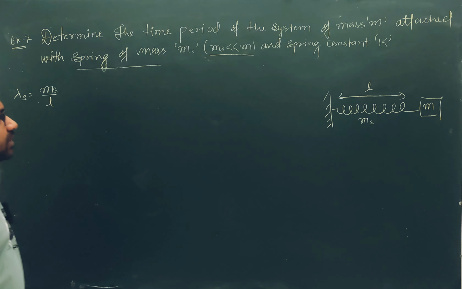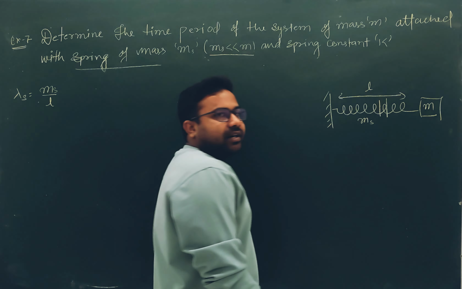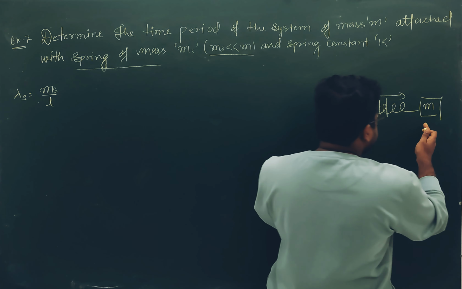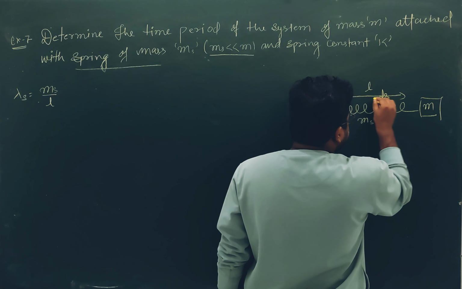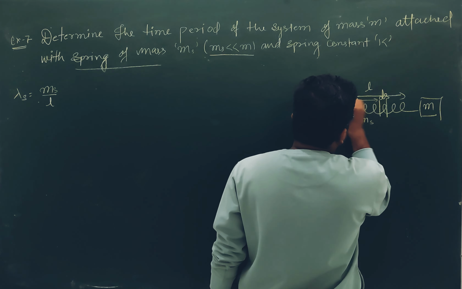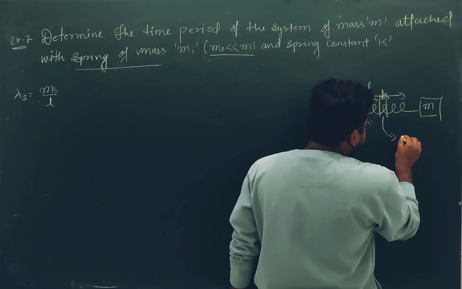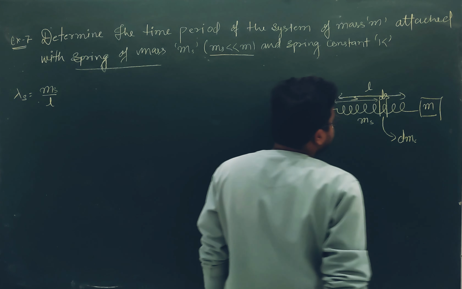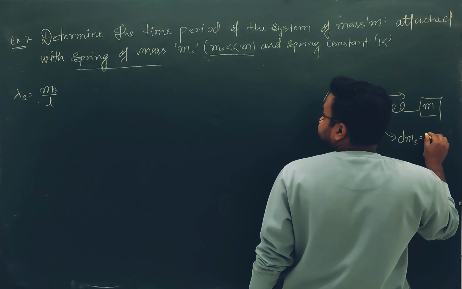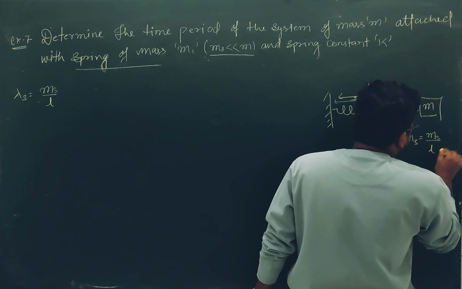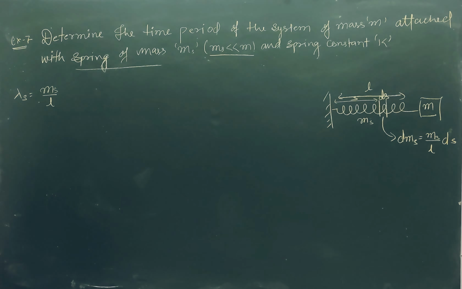Now we are going to consider an element. Generally I take an element as dx, but I'm going to expand this spring by x, so that's why I'm choosing another variable, ds. From here, at distance s, I'm considering an element of length ds. What is the mass of this element? The mass of this element, I'm writing as dms, is lambda into ds. Lambda is ms upon L, so dms is ms upon L into ds. This is the mass of the element.